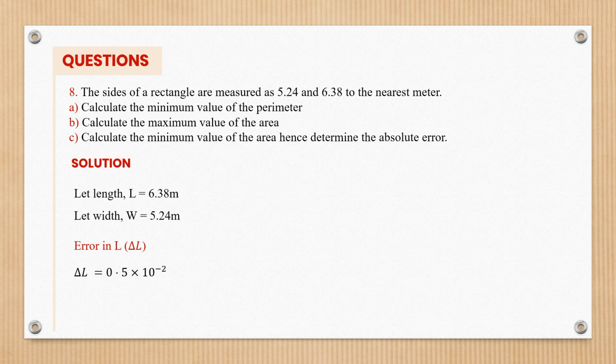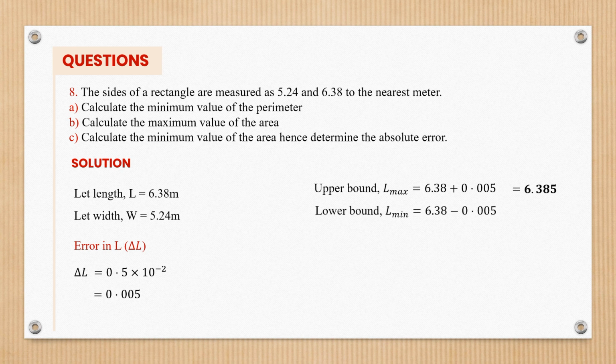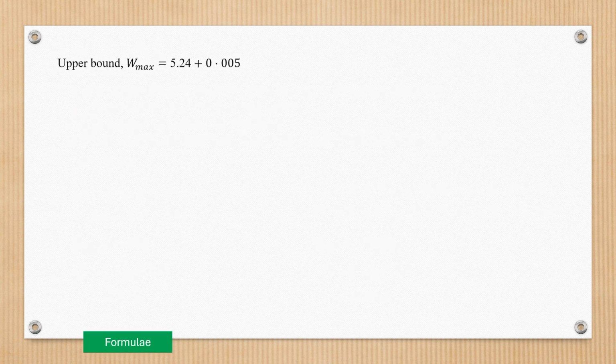So the error in L shall be 0.5 times 10 to the power negative 2, of which I have 0.005. Now the upper bound L max shall be 6.385, L min shall be 6.375. So when I look at the width, the error in width shall be 0.005. The upper bound W max shall be 5.245, then W min shall be 5.235.